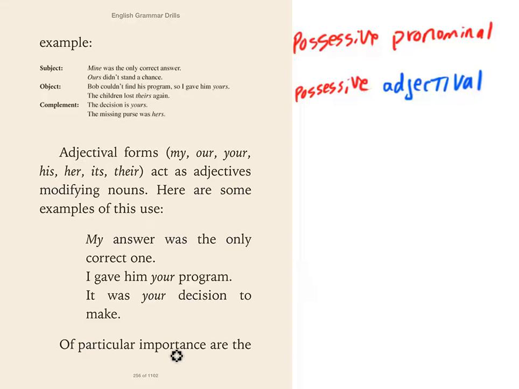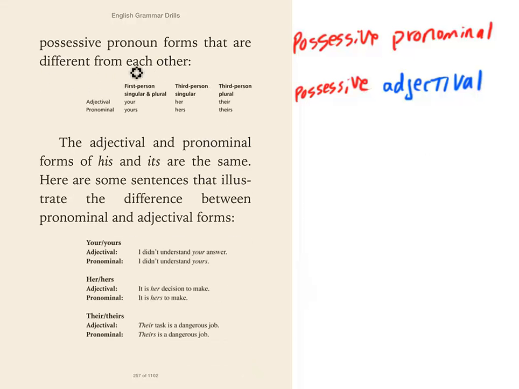It says of particular importance are the possessive pronoun forms that are different from each other. These are the ones that are different from each other, and there's only three of them here: your and yours, her and hers, their and theirs. The other ones can be used in either form. The adjectival and the pronominal forms of his and its are the same.